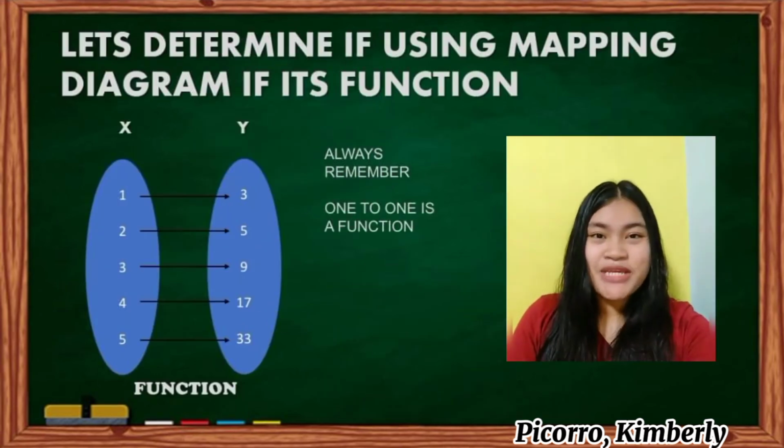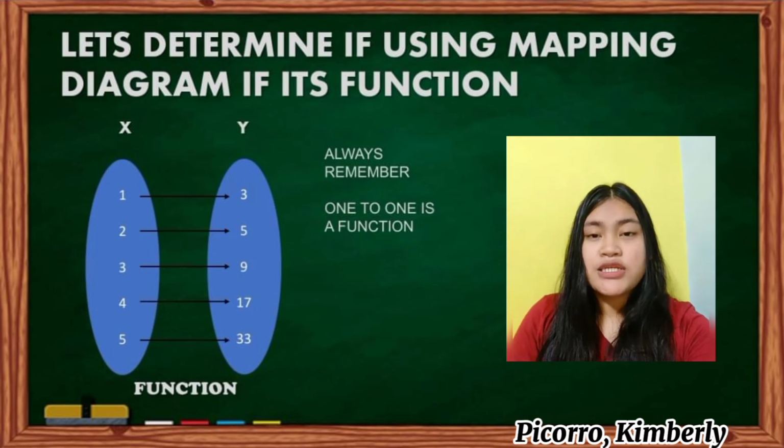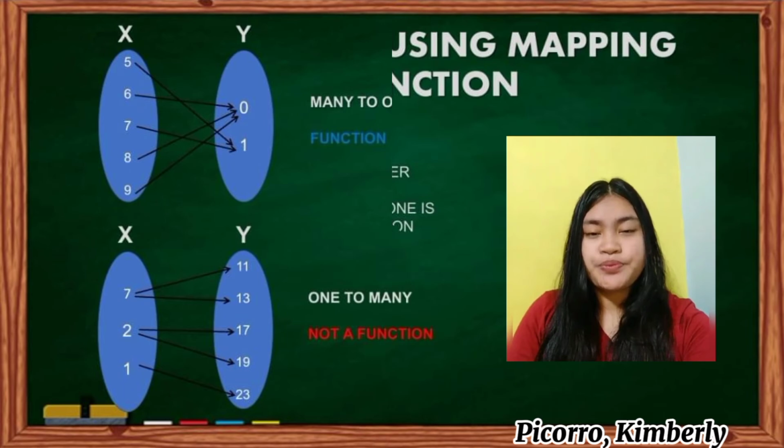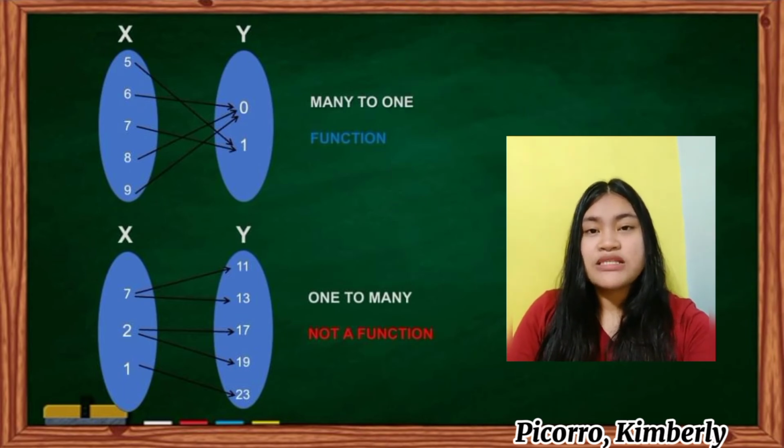Now, let's determine in a mapping diagram if it's a function. As you can see, the figure shown in the first picture is a function because the x value is not repeated, and it's also called a one-to-one function. The second one, same as the first one, is a function, and it's also called a many-to-one function. The third one is not a function because the x value is being repeated.